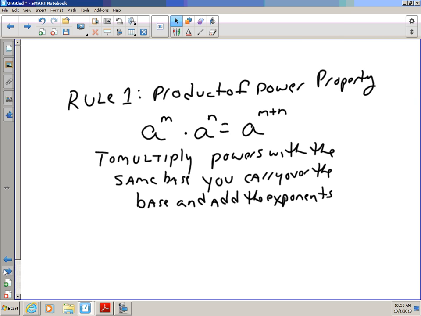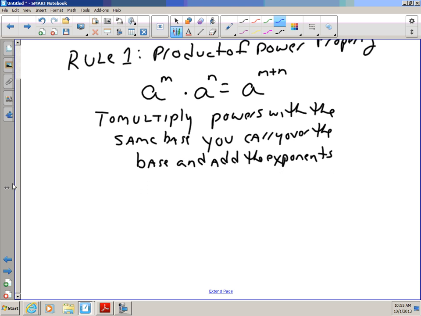So, a couple of very simple examples of this rule is if I had 5 squared times 5 to the fourth, it would simply be 5 to the sixth power. All this is a shorthand notation that is useful to us in math. If I had x cubed times x to the fourth, that would be x to the seventh power.